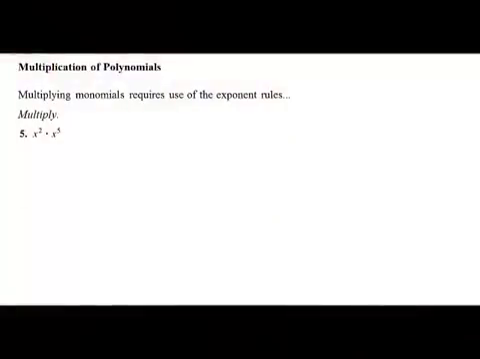Multiplication of polynomials. Multiplying monomials requires the use of exponent rules. So let's look here at multiplying x squared times x to the fifth. We're multiplying numbers of the same base, so we add the exponents.